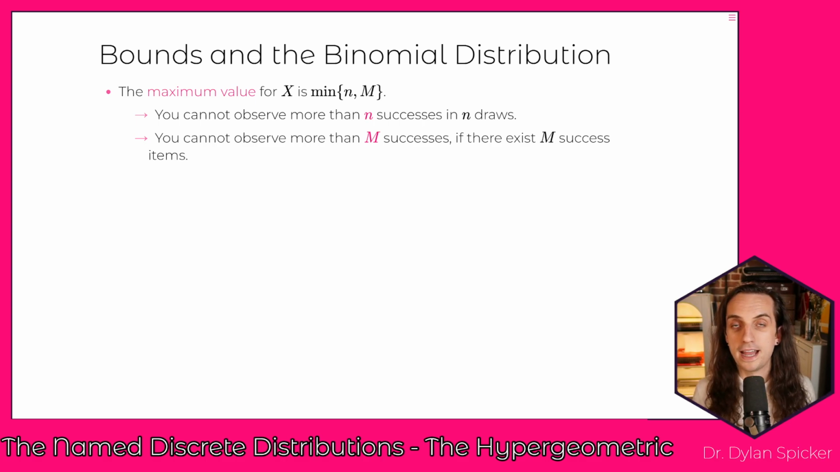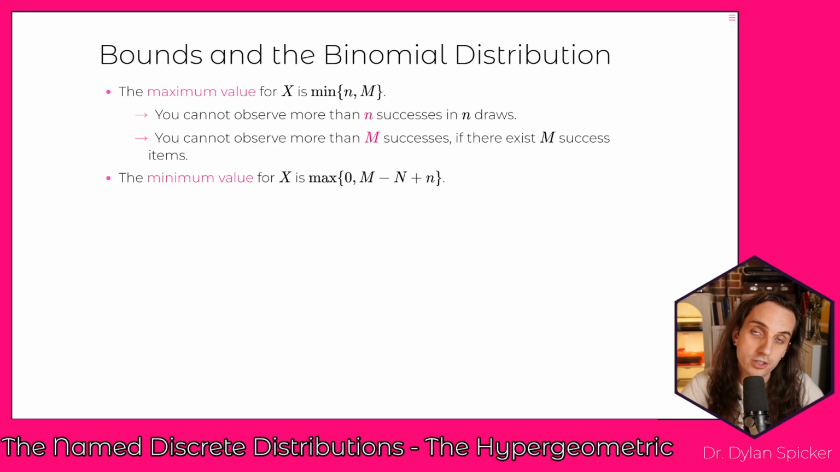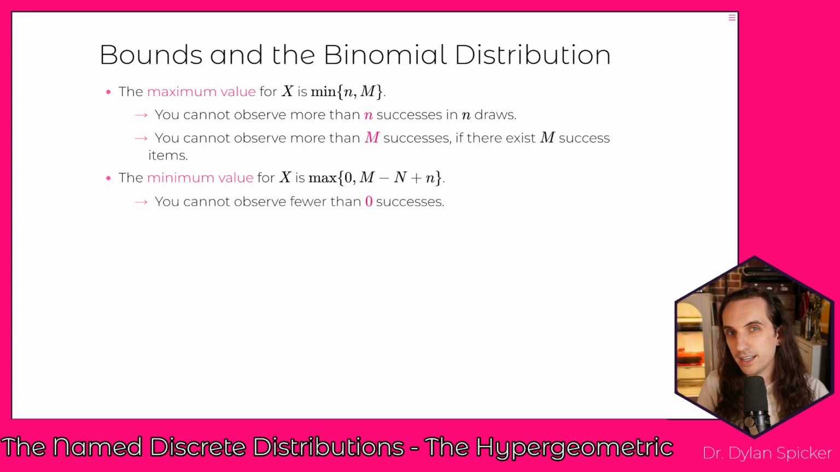So the maximum has to be whichever of those is actually smaller. Now, if we think about the minimum, it is going to be the larger of either 0 or m minus n plus n. Okay? And so where does this come from? Well, we could never observe fewer than 0 successes, right? If you don't observe anyone, then you get 0. So that's where the 0 is coming from.